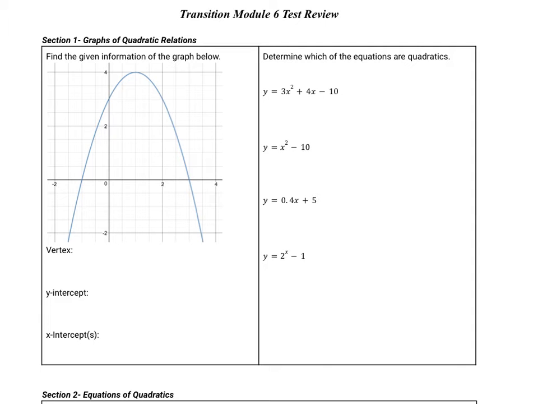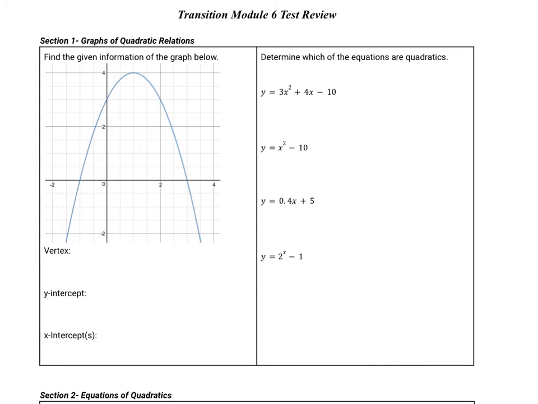I'm going to review the Module 6 topics in preparation for the test. So in Section 1, we talked about graphs of quadratic relations. In our first problem, we're given a graph and we want to identify the vertex, the y-intercept, and the x-intercept. The vertex is the highest or lowest point.